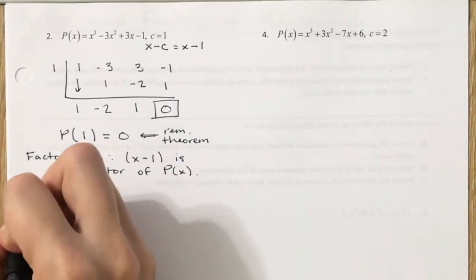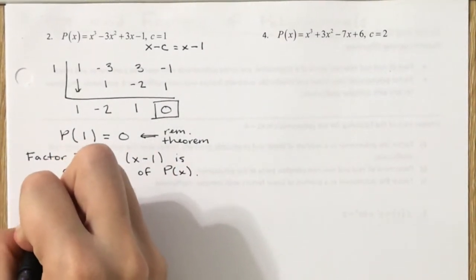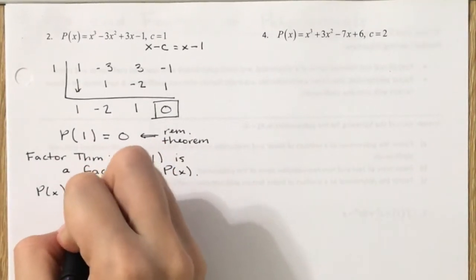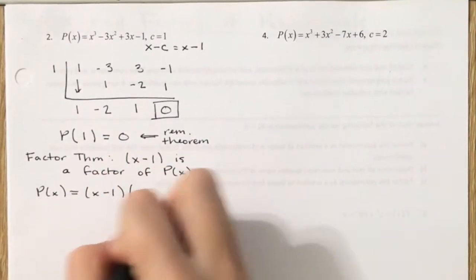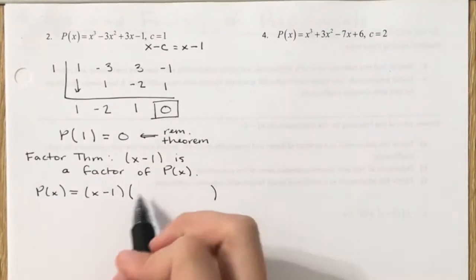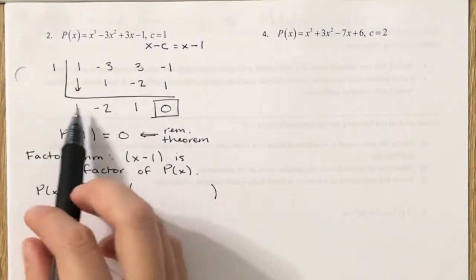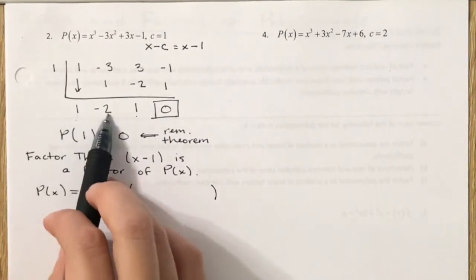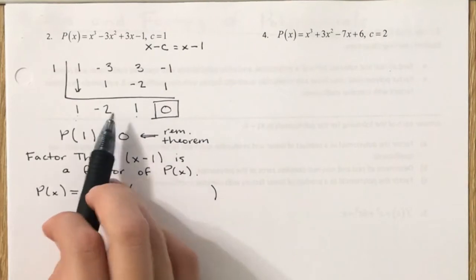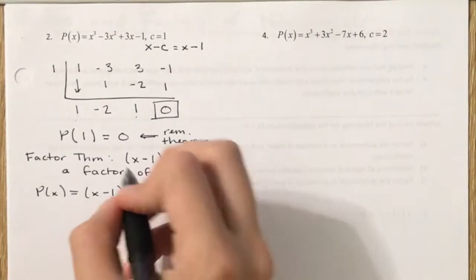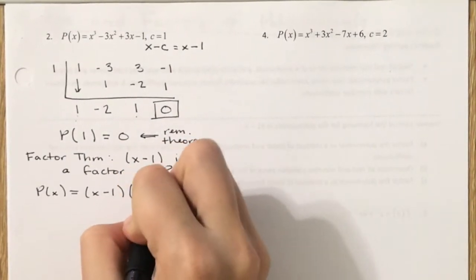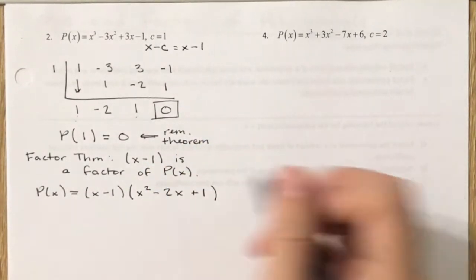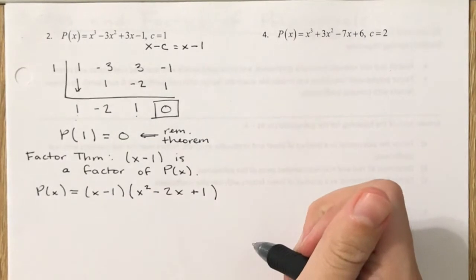Awesome. So furthermore, this means that p of x can be written as the factor that we just found, x minus 1, times the quotient, what was left over. Remember, we find the quotient by looking at the coefficients that are given to us underneath the line here. We have 3 terms, so we're going to have a constant term, x term, and x squared term. So we have x squared minus 2x plus 1.